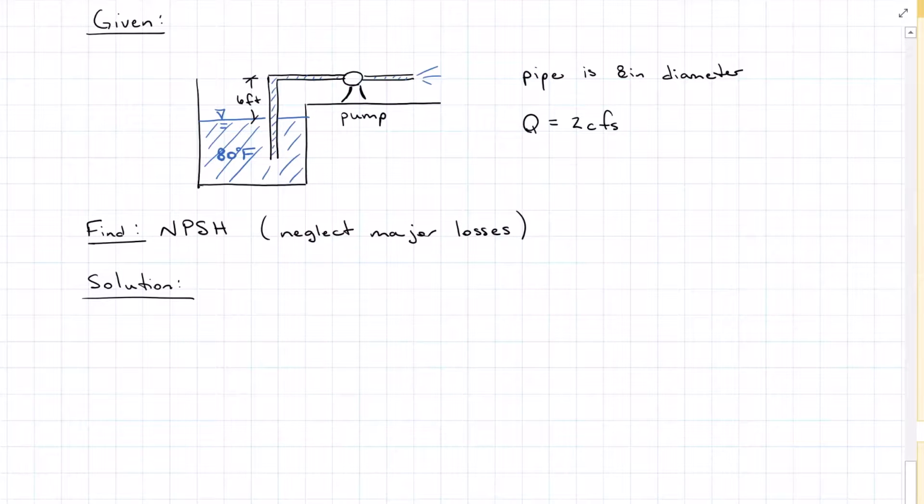So here we have a reservoir with 80 Fahrenheit water, and it's being sucked out through an 8-inch diameter pipe through a pump at a flow rate of 2 cubic feet per second. Find the net positive suction head and neglect major losses. My net positive suction head equation is the critical suction head, so that is P over gamma plus V squared over 2g, minus the vapor pressure head.